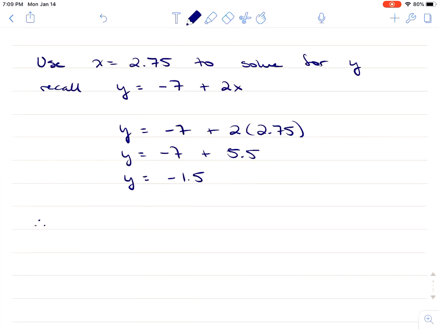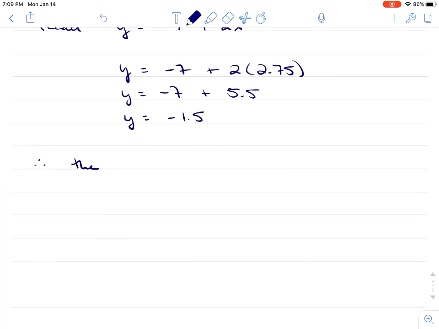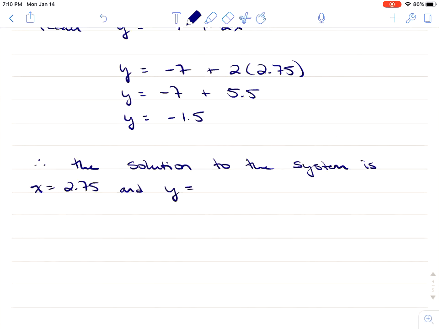So therefore, are you guys okay with therefore? Just 3 triangular dots? Okay. Therefore, the solution to the system is x equals 2.75 and y equals -1.5.